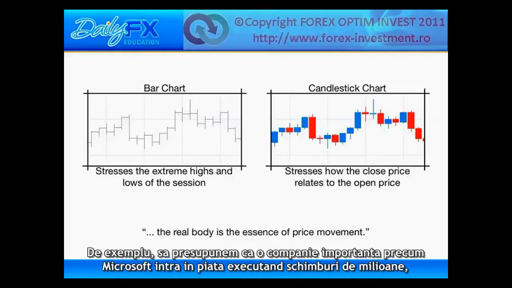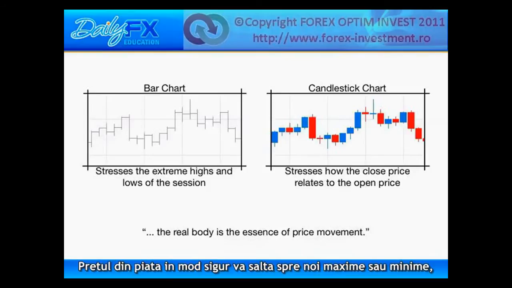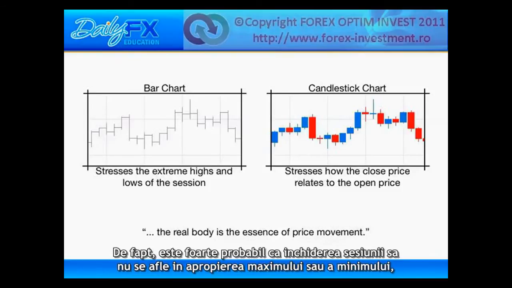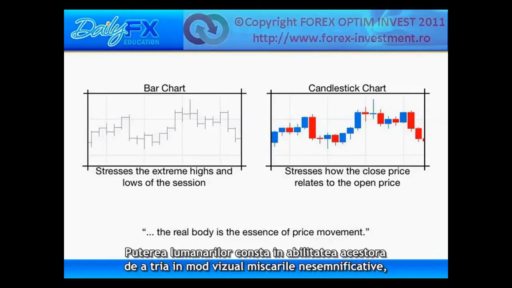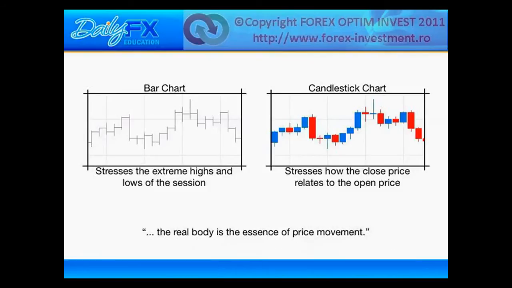For example, assume a major corporation like Microsoft came into the market, executing millions or even billions of euro-dollar exchange within a short period of time for overseas business purposes. The market price could certainly jump to an extreme high or low, but this wouldn't say much for the overall direction of the euro-dollar rate in the medium to long term. In fact, it's likely that the close for the session would not be near the extreme high or low, as we would expect prices over time to adjust back to their normal levels. The power of candles is in their ability to visually screen out this noise, allowing traders to focus on what many find to be the most relevant price data.